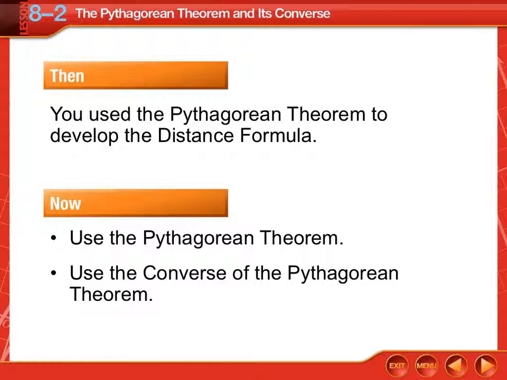You can determine whether or not a particular triangle is a right triangle using the theorem, and you can also determine if it's an acute or an obtuse triangle. So that's what we are going to be looking at in this section.